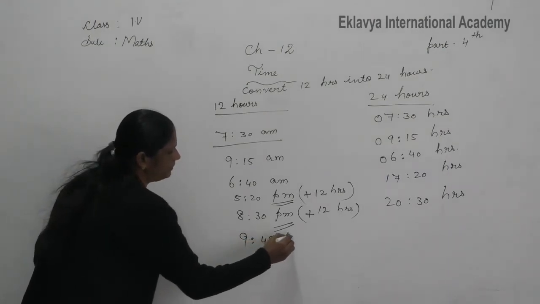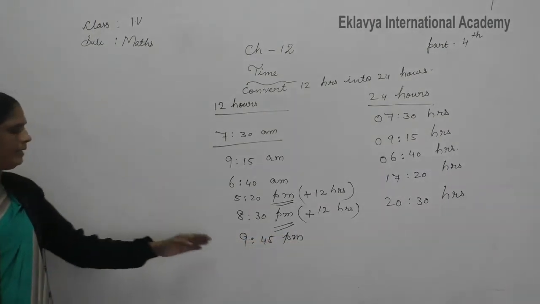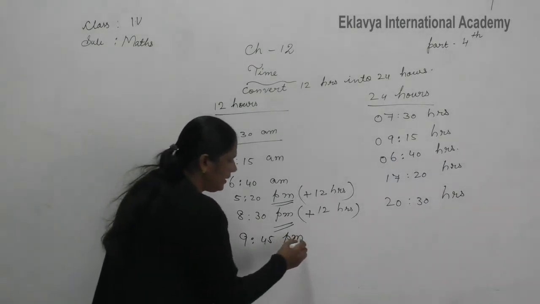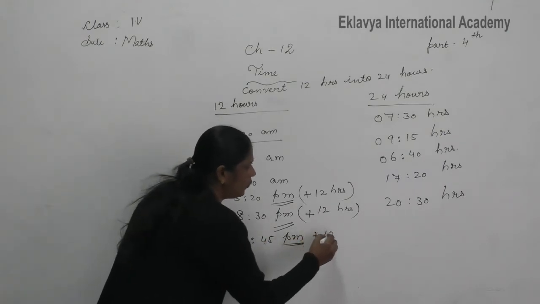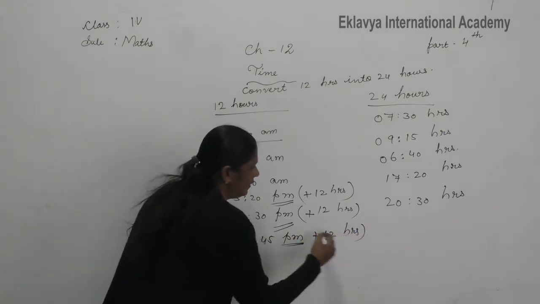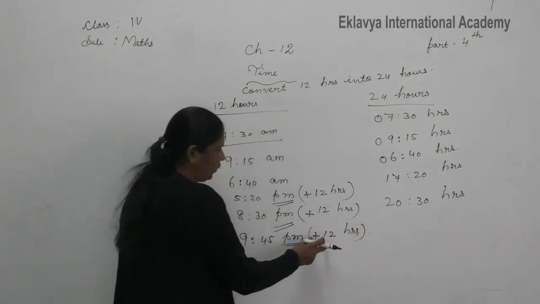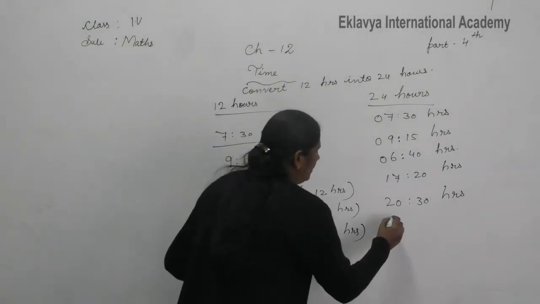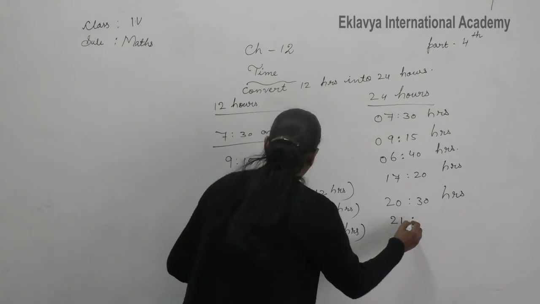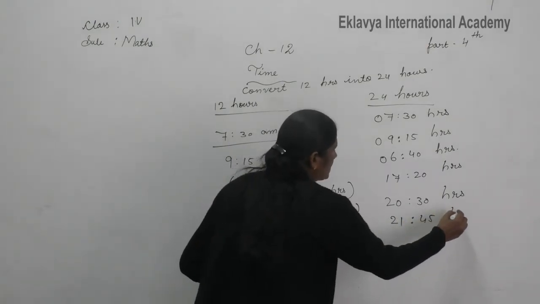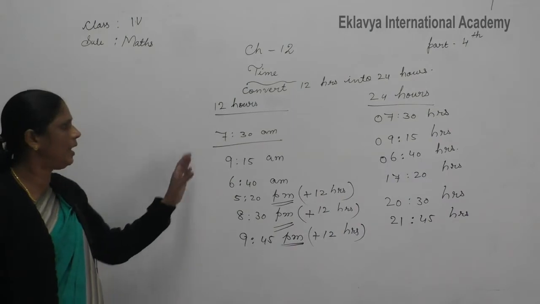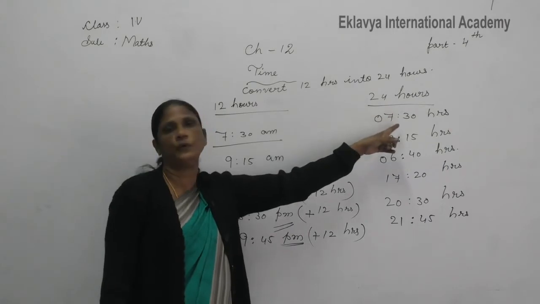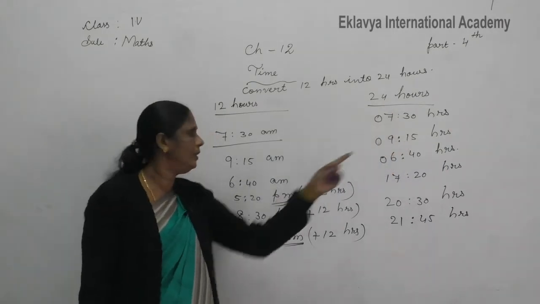Again, 9:45 PM. How many hours do you add? Here PM comes, so you add 12 hours. Then the answer is 12 plus 9, 21. So 21:45 hours. Now you understand how to convert 12 hours into 24 hours. Understand?